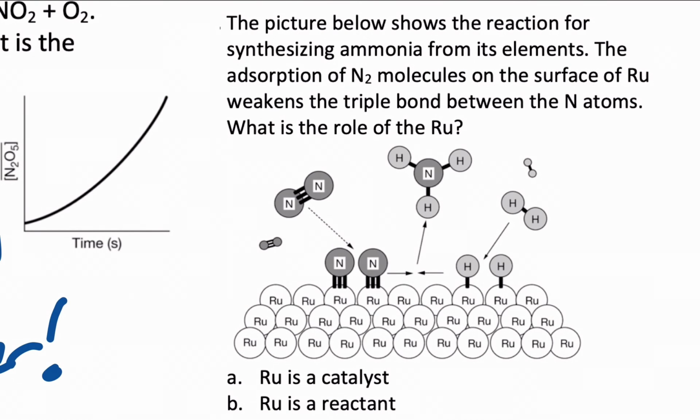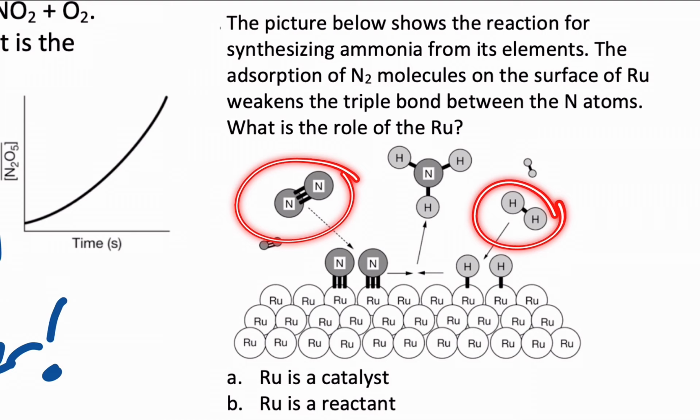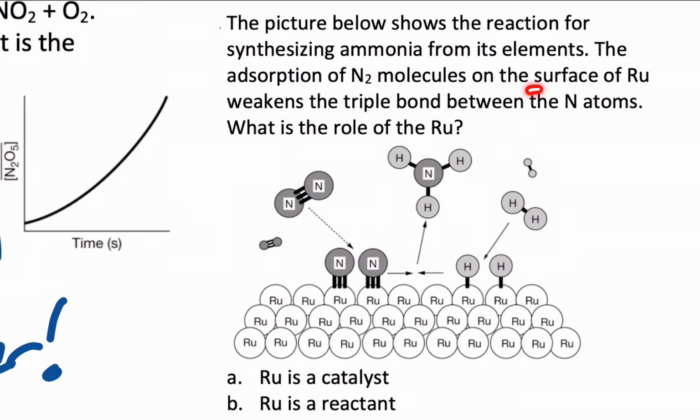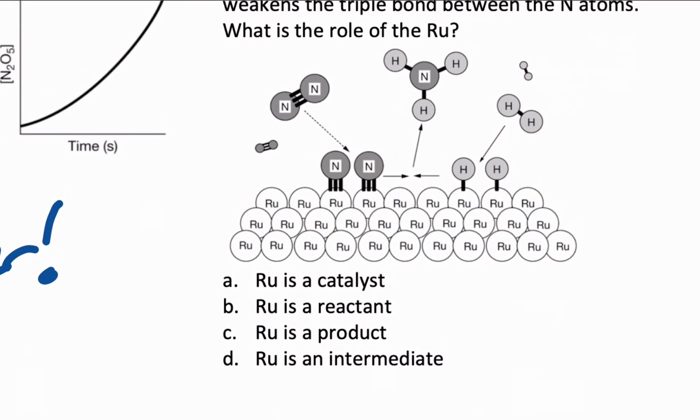The picture below, nice picture, shows the reaction of making ammonia from elemental nitrogen and hydrogen. This is done apparently on the surface of ruthenium, which weakens the triple bond, and I can tell what's happening. The nitrogen first reacts with the ruthenium to make these split nitrogen atoms. What's the role of a ruthenium atom? This is a perfect example of just what a catalyst does.